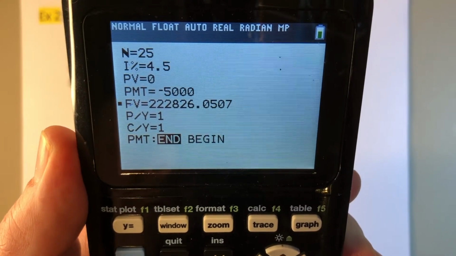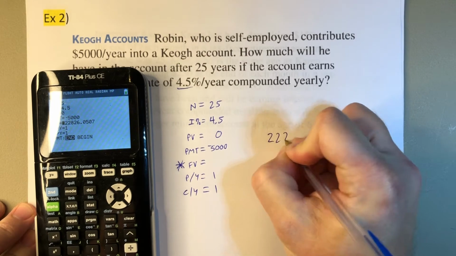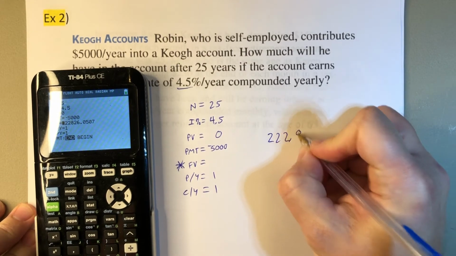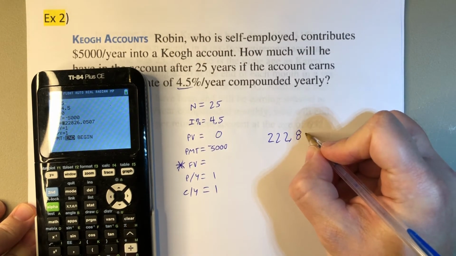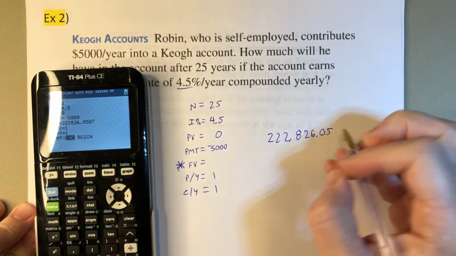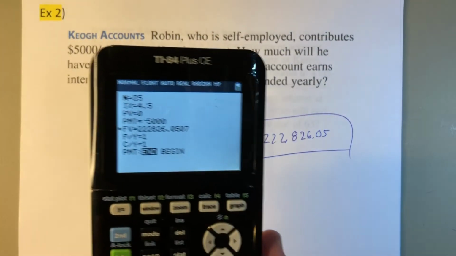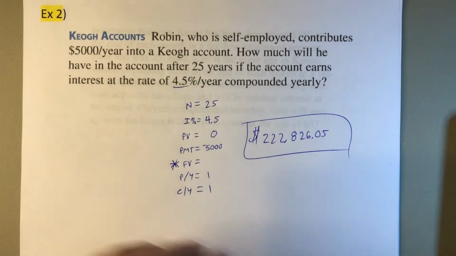So that's your answer. Let's write that down. $222,826.05. Just round these to the nearest cent again. All right.